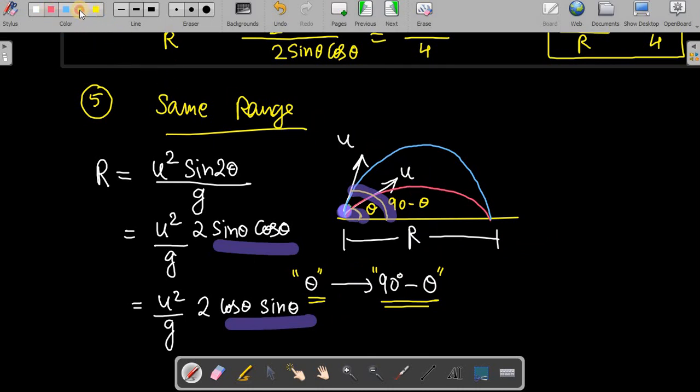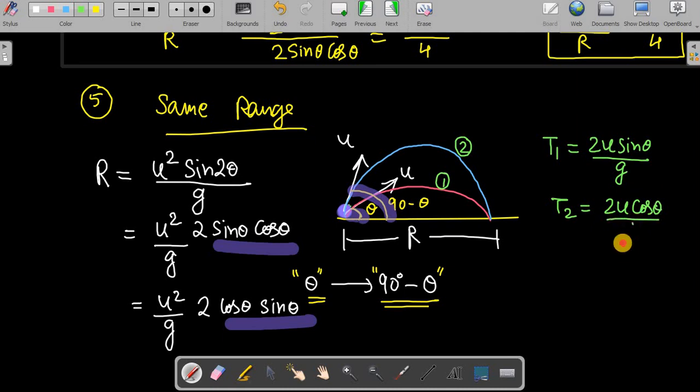For example, if you see the time of flight for the first one, let's say this is the first projectile motion and this is the second projectile motion. The time of flight for the first one will be 2u sin theta by g. Time of flight for the second one will be 2u sin of 90 minus theta, which becomes cos theta, by g.